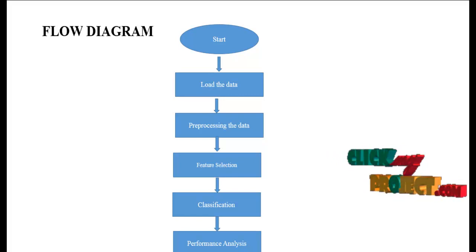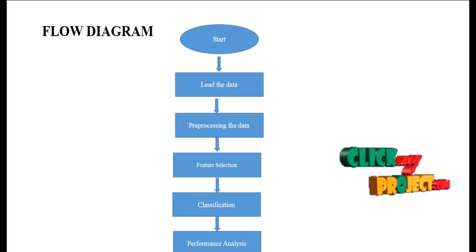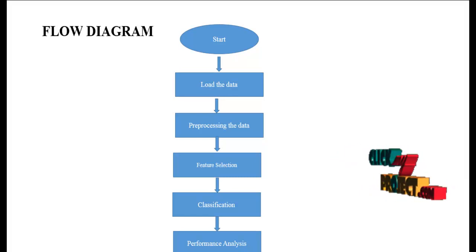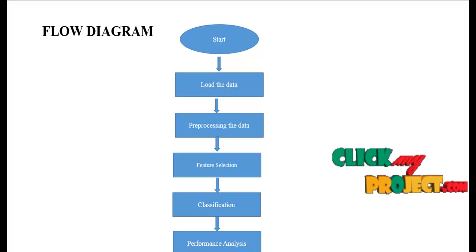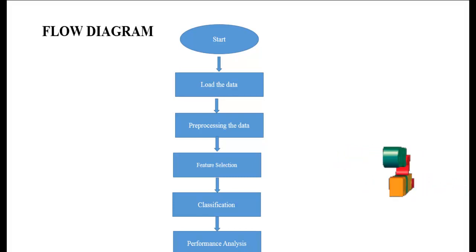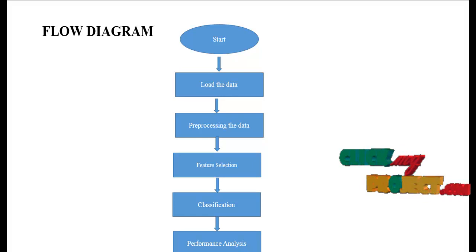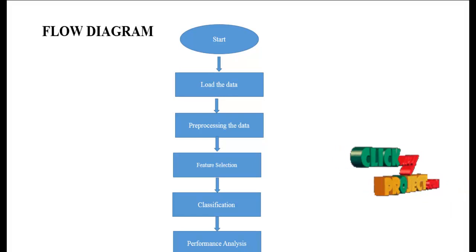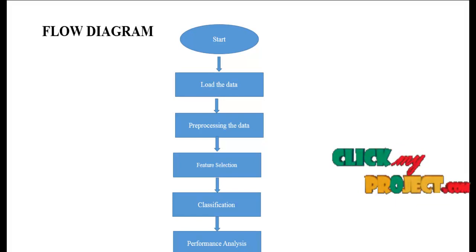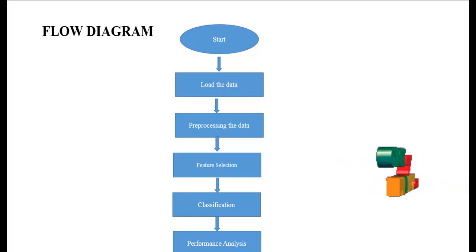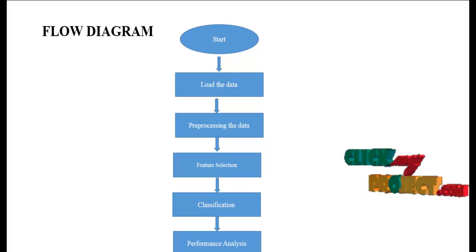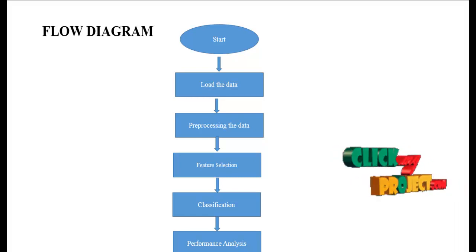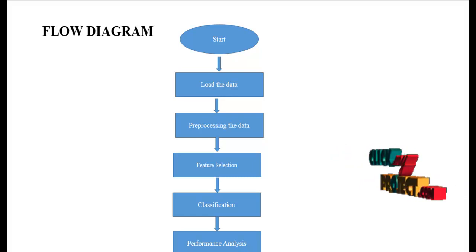Then we have to implement the feature selection technique. In this step, we reduce the number of input variables when developing a predictive model. We use chi-square and correlation feature selection techniques. Chi-square is more efficient for predicting the best features from the pre-processed data. Then we implement the four classification machine learning algorithms. Then we analyze the performance metrics such as accuracy, precision, recall and F1 score.